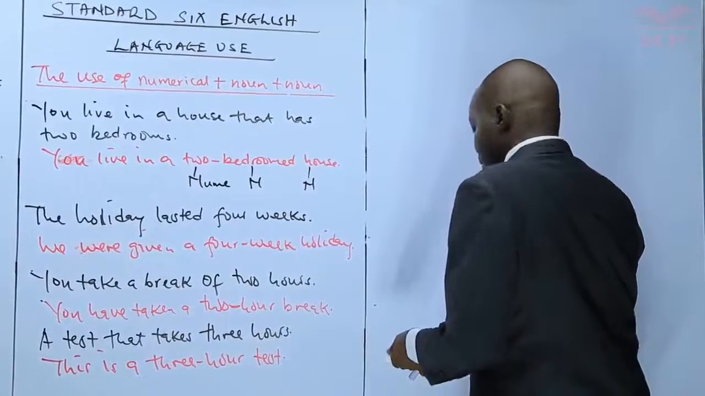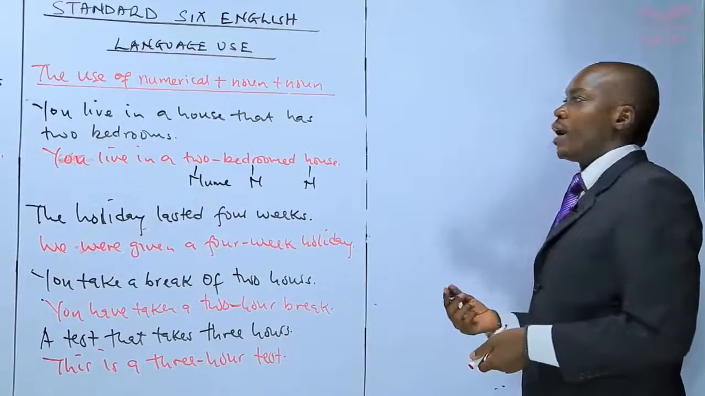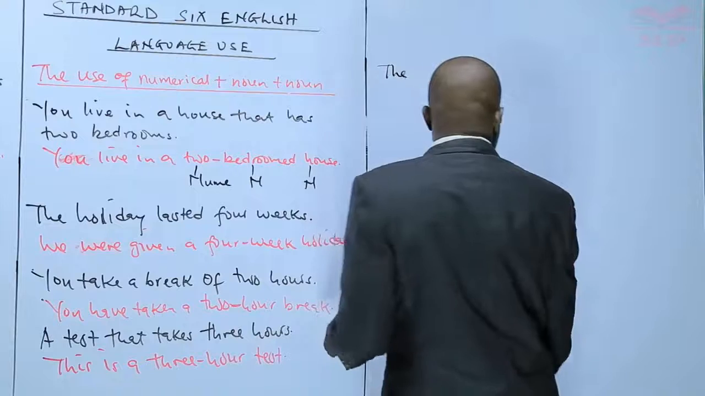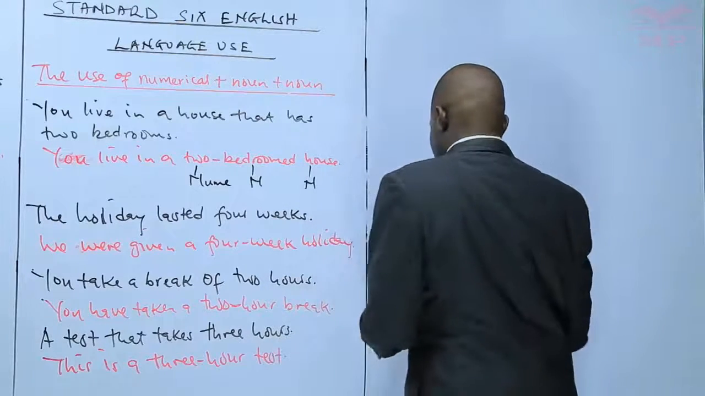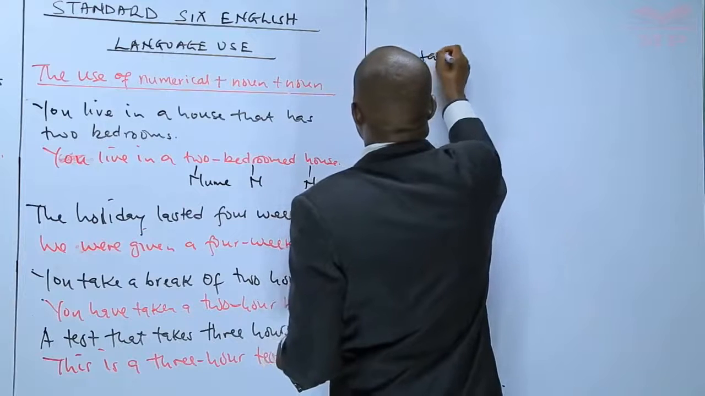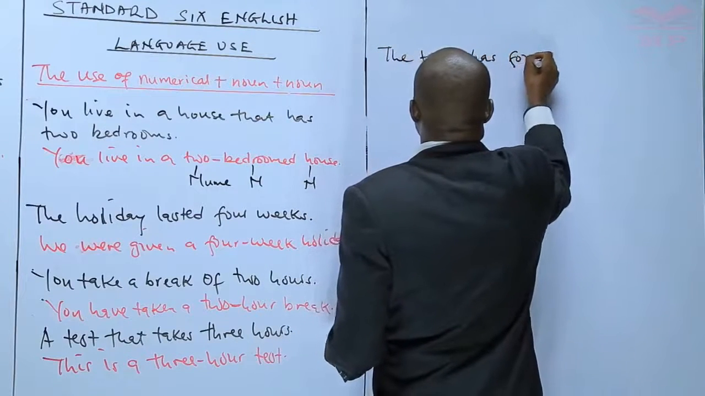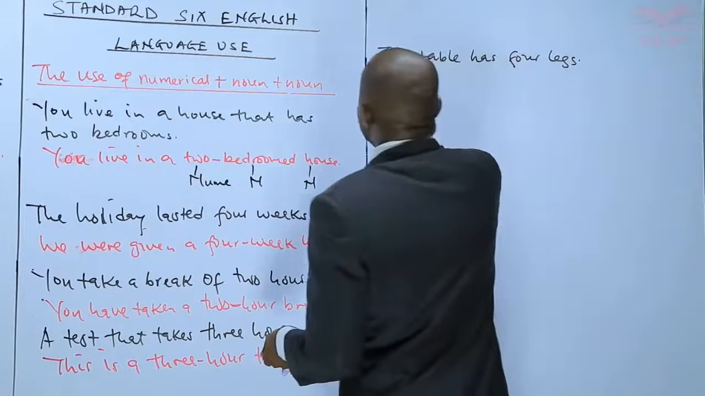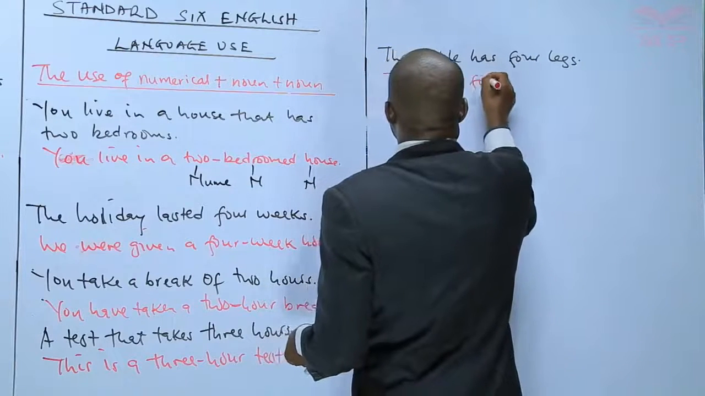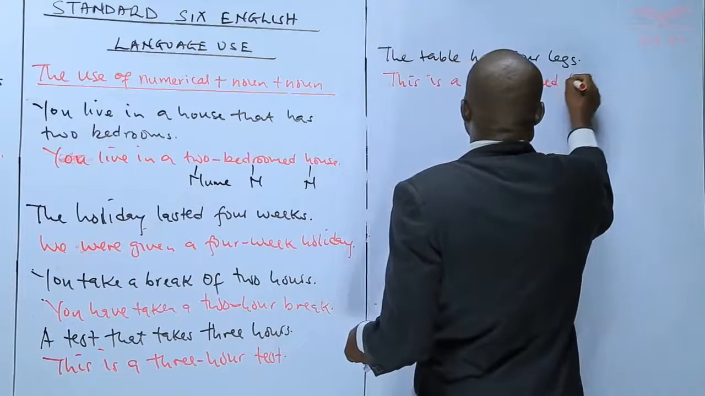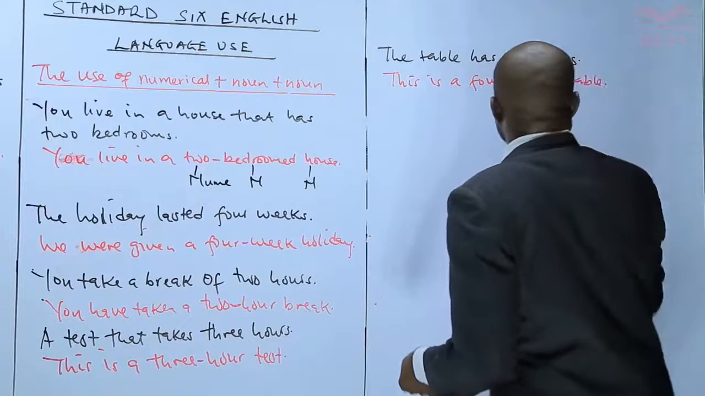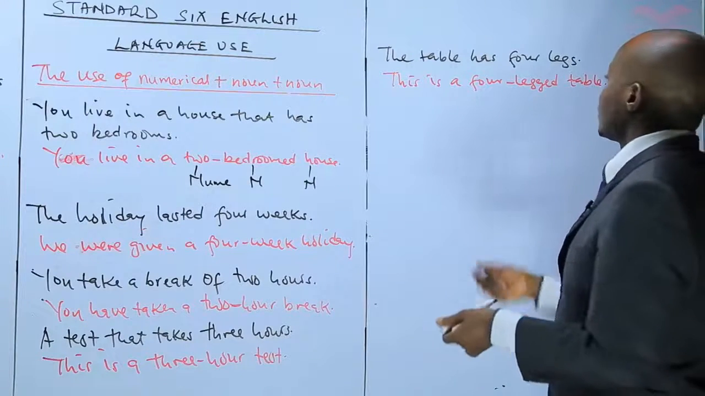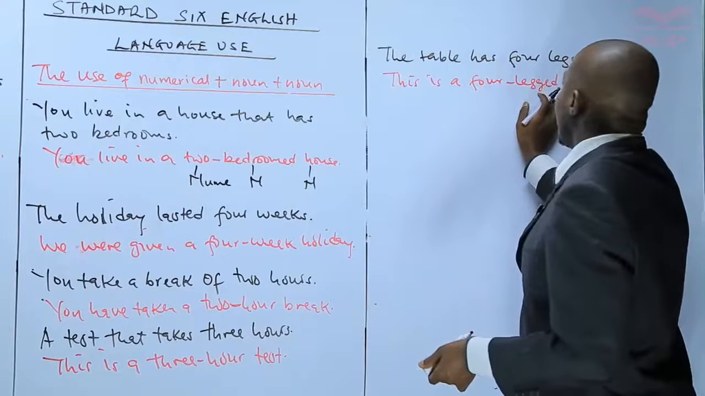Another example. The chair that you are sitting on has 4 legs, okay? So the chair, the table has 4 legs. So we shall say this is a 4-legged table. This is a 4-legged table. All right? So we have our number 4, a noun and a noun.